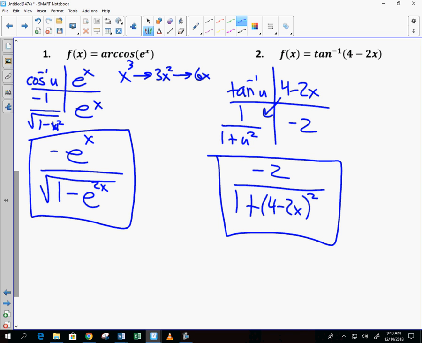And so I want you to now consider this. You said that the derivative of arctangent of 4 minus 2x was that. Think about taking this and going back to that. That's second semester.